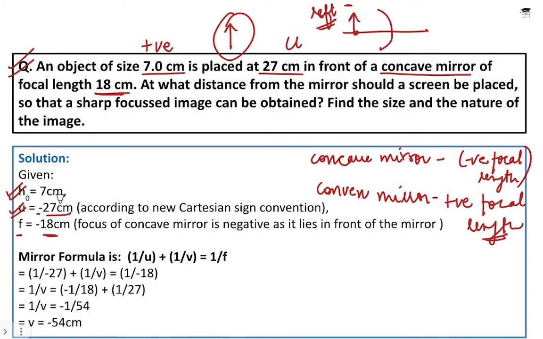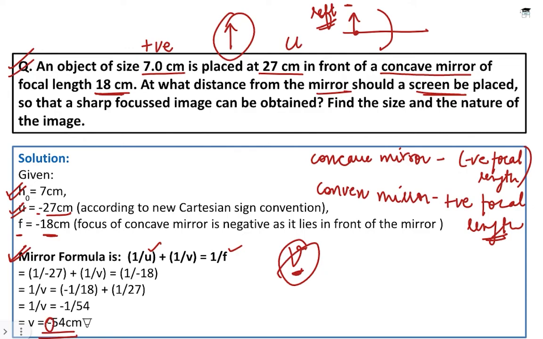Okay, so we have written everything that is given to us, and we have also written the correct sign convention. At what distance from the mirror should a screen be placed? So we need to find the image distance. We need to find v, because v is the image distance. So we can use the mirror formula, which is 1 by u plus 1 by v is equal to 1 by f. We know u, we know f. We will substitute those values here and we can find the value of v, which is minus 54 centimeters.